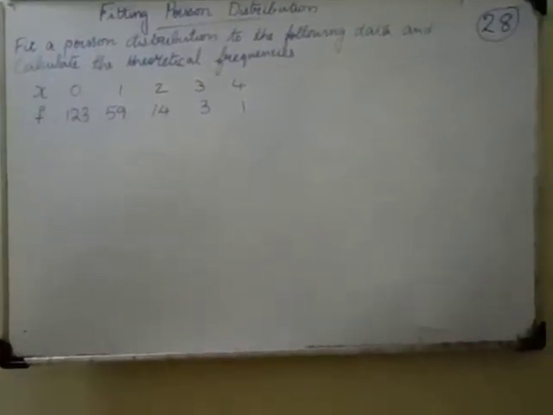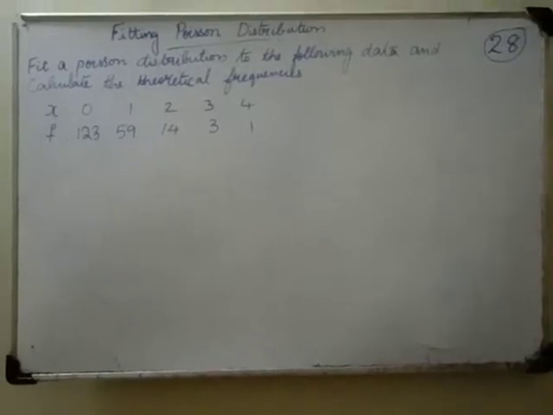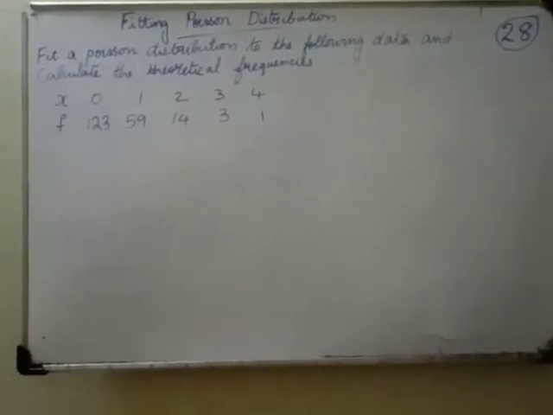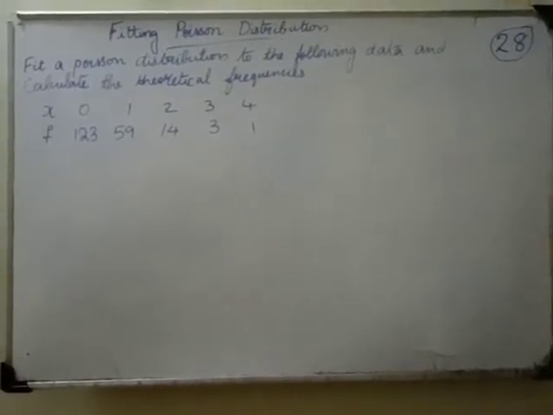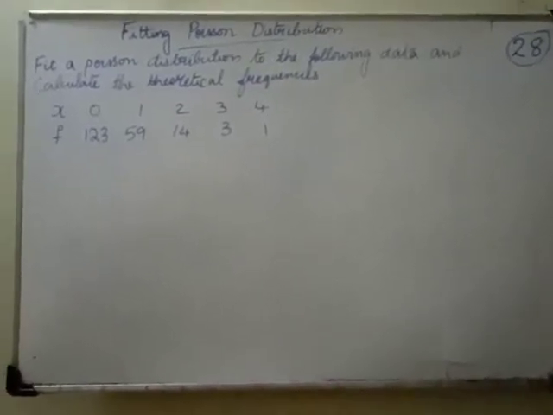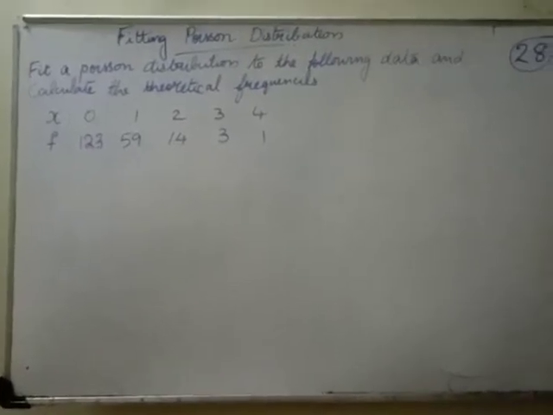In last classes we discussed the basic concept of the Poisson distribution. Problems we have done till last class. Today we are going to fit the Poisson distribution. It's an essay type question, as we studied in binomial distribution also. Here is the question: fit a Poisson distribution to the following data and calculate the theoretical frequency.